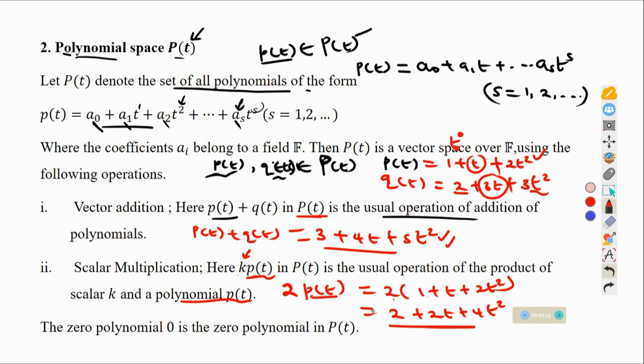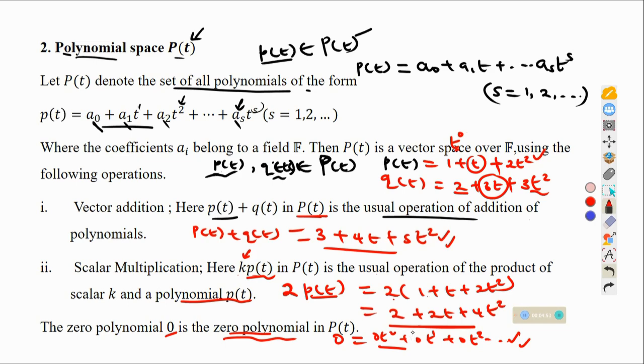Then we shall finally say the 0 polynomial, 0, is actually the 0 polynomial in P(t). So this 0 will simply denote the 0 polynomial. Of course, when you talk about the 0 polynomial, you are talking about 0 times t to the power 0 plus 0 times t to the power 1 plus 0 times t to the power 2, like that. So this is our 0 polynomial, and this will be the 0 polynomial in that given set.